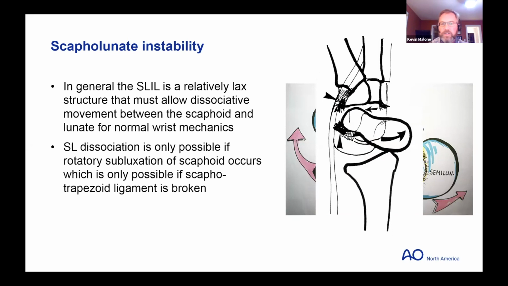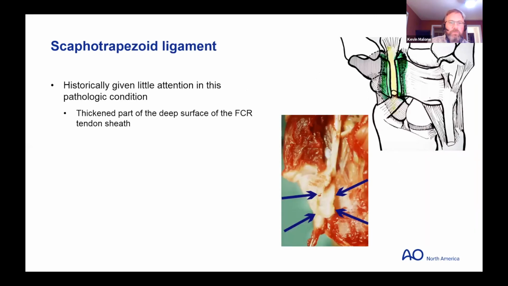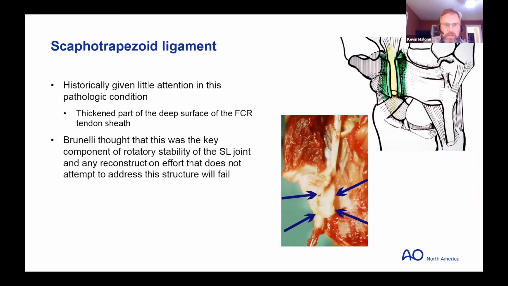If that volar sling remains intact, then you're not going to get enough flexion of the scaphoid to result in the dorsal subluxation. So there is a large body of evidence that controlling the scaphoid flexion by reinforcing that volar ligament is very important. So the scaphoid trapezoid ligament, again, relatively overlooked. It is a thickened portion of the deep surface of the FCR tendon sheath.